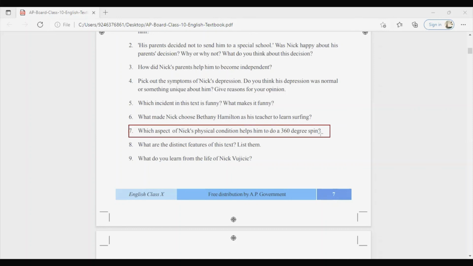Clear? Then the next question: which aspect of Nick's physical condition helps him to do the 360-degree spin? As I told you, that low center of gravity made him have a very good and pretty balance. This condition helps him to do the 360-degree spin.